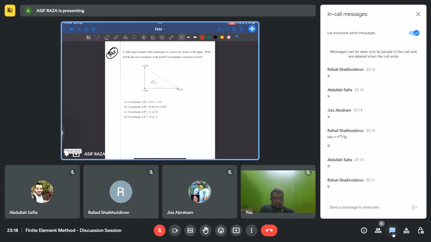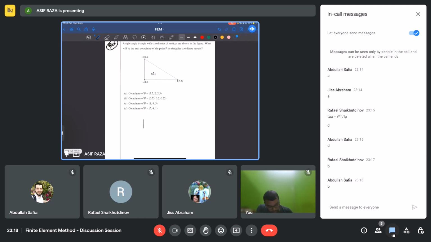Rafael said its answer is option B. Yes, if I remember right, it's option B only. Let's find it quickly. The vertices are (0, 0), (5, 0) and (0, 4), and P is (1, 1). If I draw, I'll write A1 here, A2 here, A3 here.